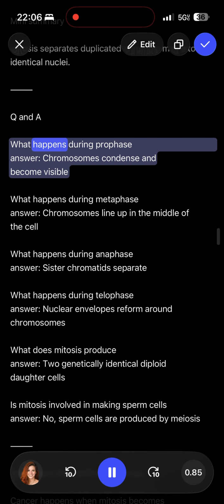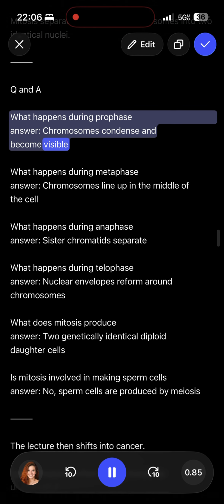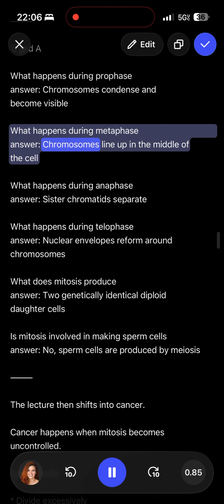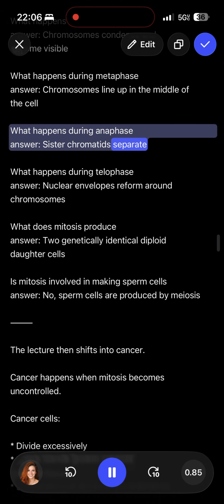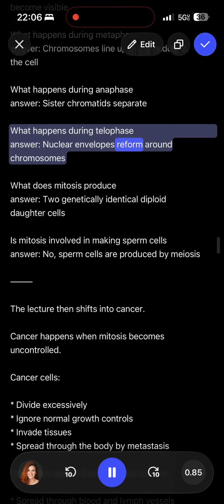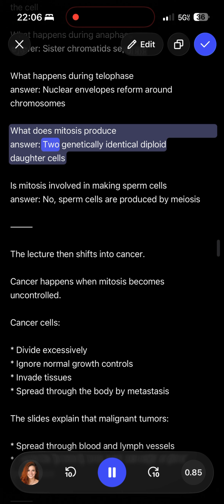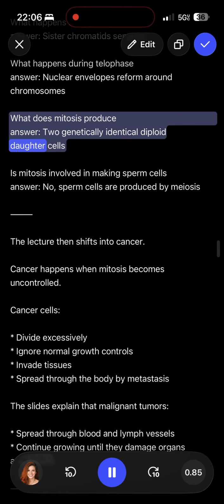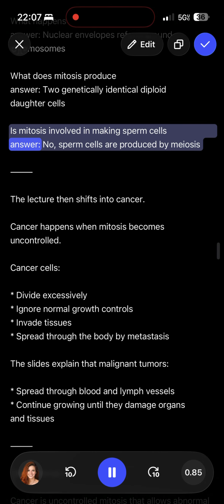Q&A. What happens during prophase? Answer: chromosomes condense and become visible. What happens during metaphase? Answer: chromosomes line up in the middle of the cell. What happens during anaphase? Answer: sister chromatids separate. What happens during telophase? Answer: nuclear envelopes reform around chromosomes. What does mitosis produce? Answer: two genetically identical diploid daughter cells. Is mitosis involved in making sperm cells? Answer: no, sperm cells are produced by meiosis.